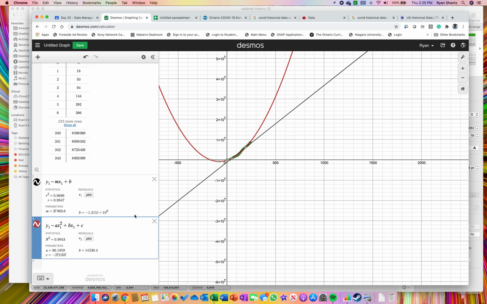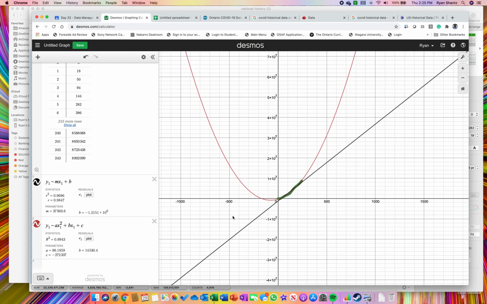Well, what do we notice? The r squared went up. It went up quite a bit, actually. It's so close to 1. I'm very pleased with that. I think the parabola does approximate this data better. There's a couple things I need to mention about this.